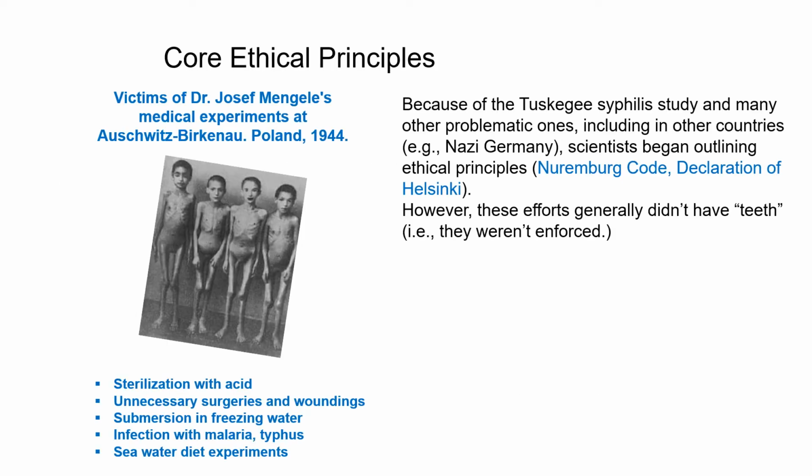So looking at that, again, the Tuskegee Syphilis Study, many other problematic studies, including in other countries, Nazi Germany, in Japan during World War II, there were many studies that were done. Just all of these different studies that were highly unethical. And scientists early on began outlining these ethical principles. However, again, like I said, none of them had teeth. They weren't enforced. The Nuremberg Code and Declaration of Helsinki were great. They had these good definitions, but they weren't enforced because they weren't universally accepted.